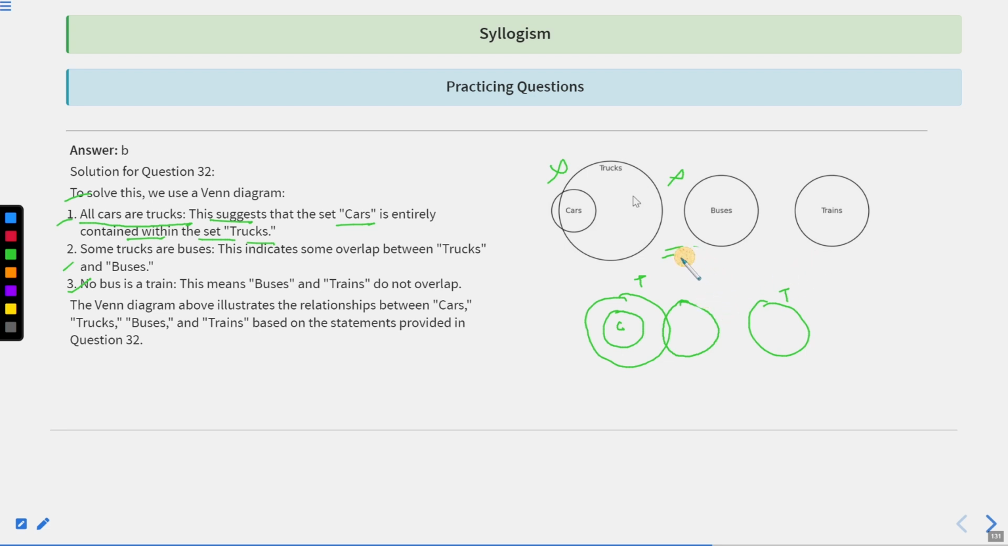My dear students, if you have any confusion, let's cross verify. All cars are trucks. This particular Venn diagram seems to be correct. Some trucks are buses. There are some trucks which are buses from here. This is absolutely correct. Now, no bus is a train. Obviously there is no bus which is a train. That has been clearly shown through the separation between these two circles, which represent buses and trains. So now the Venn diagram seems to be correct.